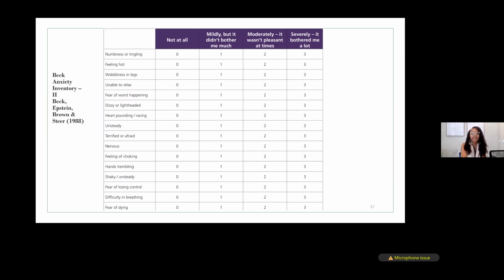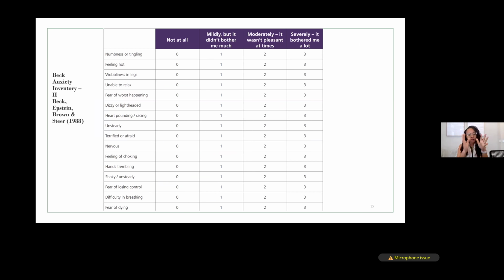The Beck Anxiety Inventory, this is another really popular anxiety measure. And this is really bodily based symptoms, right? It's very physical. So it's looking at the extent to which a client experienced and was bothered by these symptoms.